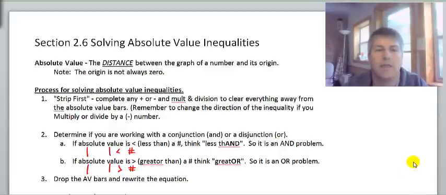Hello again. This video on section 2.6 will be about solving absolute value inequalities. As you recall from earlier, absolute value is the distance between the graph of a number and its origin. Distance is always going to be positive, whether you go distance to the left or distance to the right. And keep in mind that the origin will not always be 0.